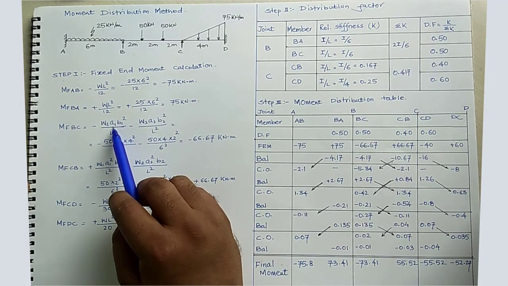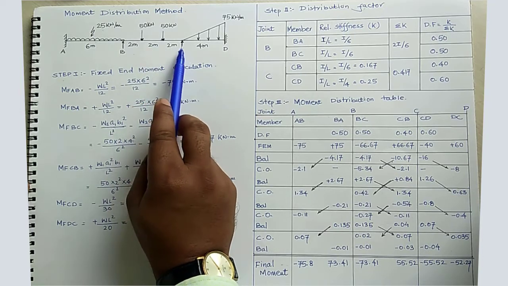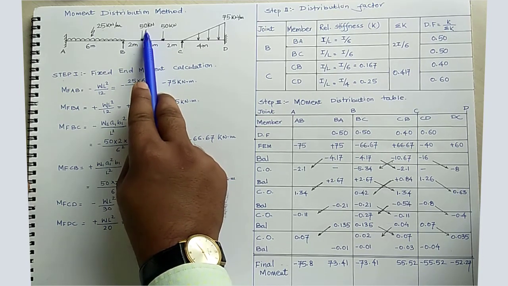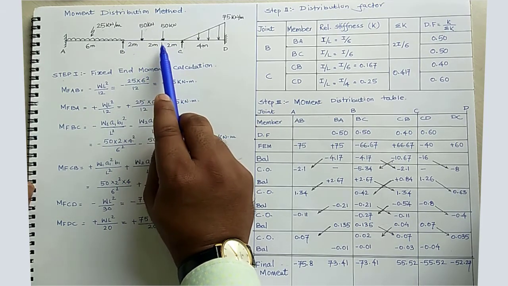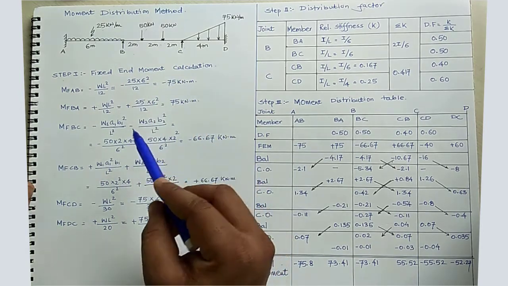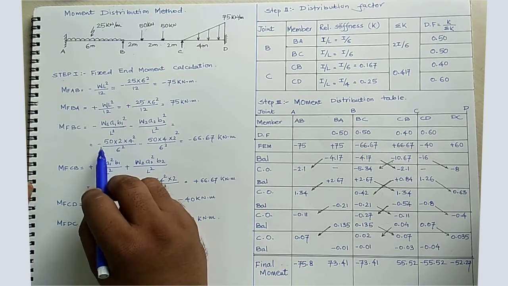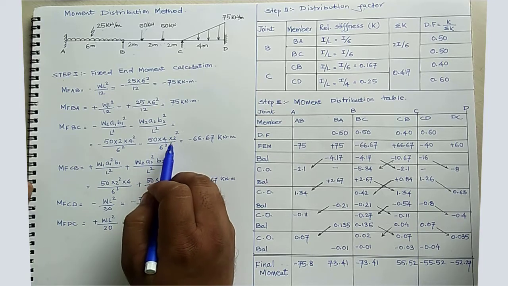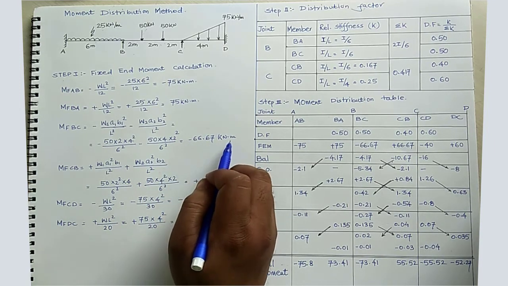Here A1 is this portion, that is 2 meters, and B1 is 4 meters, for the load W1 of 50 kN. Now for the second load W2, A2 is 4 and B2 is 2 meters, same as we have written in the formula. So minus 50 into 2 into 4 square divided by 6 square minus 50 into 4 into 2 square divided by 6 square, we are getting this value as minus 66.67 kN meter.